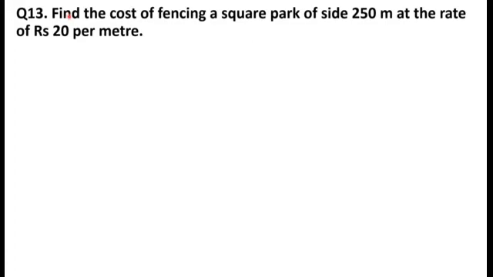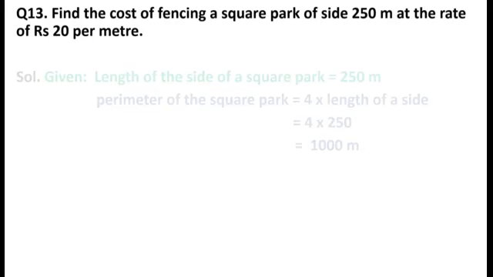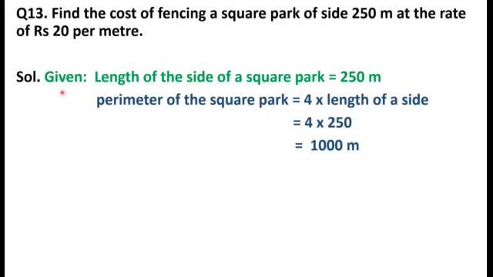Next question is, find the cost of fencing a square park of side 250 meter at the rate of rupees 20 per meter. Okay. First of all, we'll write what is given. Length of the side of a square park is given, that is equal to 250 meter, and perimeter of the square park is equal to 4 into length of a side. We know this. Okay. So first of all, we will find the perimeter of the square park. So that is 4 into 250, we get 1000 meter.